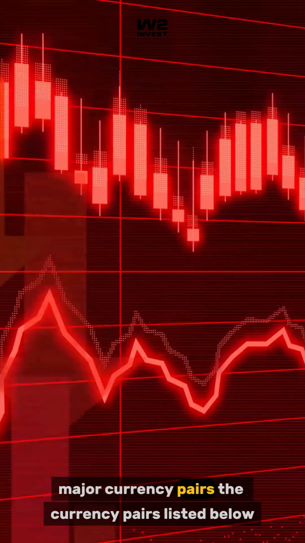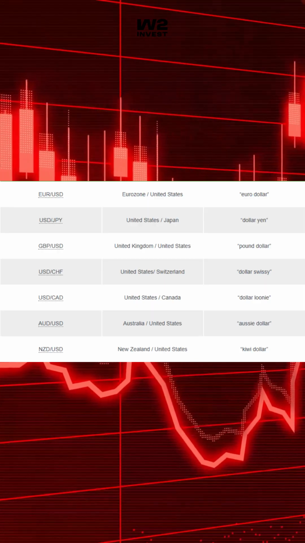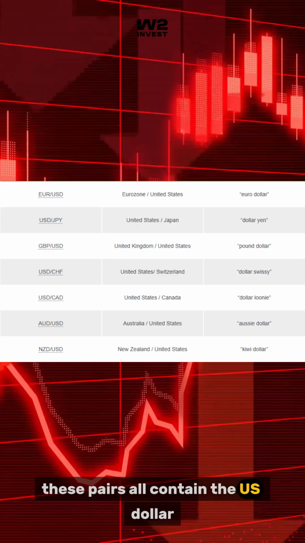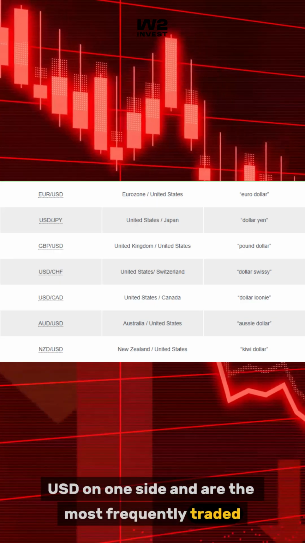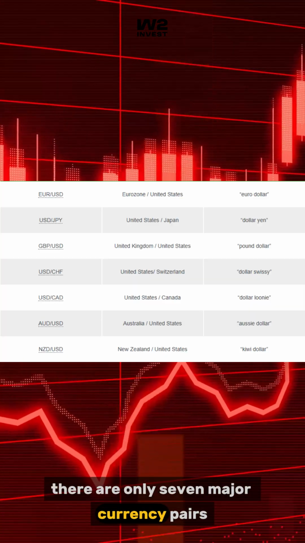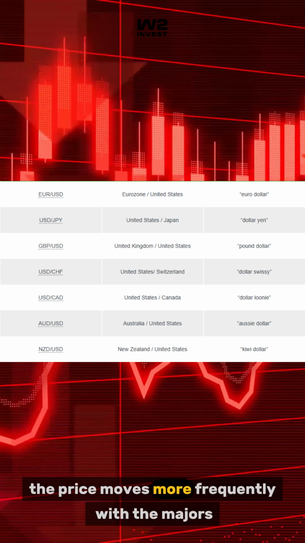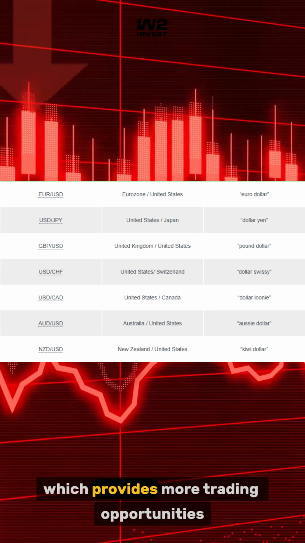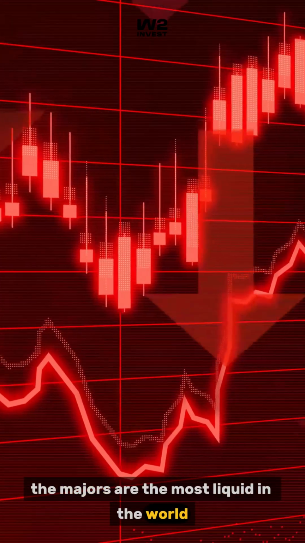Major currency pairs. The currency pairs listed below are considered the majors. These pairs all contain the US dollar, USD, on one side and are the most frequently traded. While there are 8 major currencies, there are only 7 major currency pairs. Compared to the crosses and exotics, the price moves more frequently with the majors, which provides more trading opportunities. The majors are the most liquid in the world.